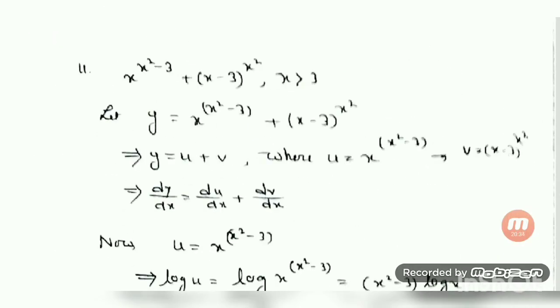Your next question is number 11. y = x to the power (x square minus 1) plus (x minus 3) whole to the power x square, x greater than 3. The condition is mentioned. So I just name it as y. Sum, but the power is a variable.